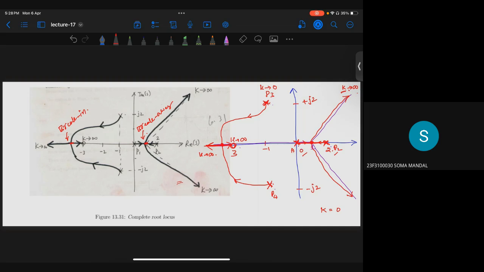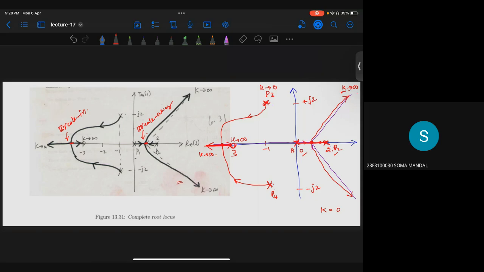Now, by seeing this, as k is moving from 0 to infinity, we can see whether the system is stable or not. Now these root locus plots we will use for designing the controllers. Now we will get into that topic.